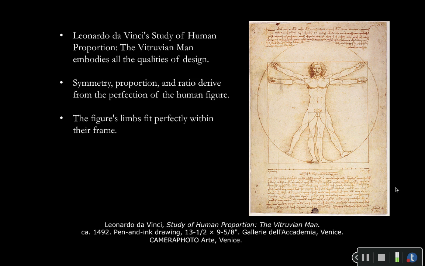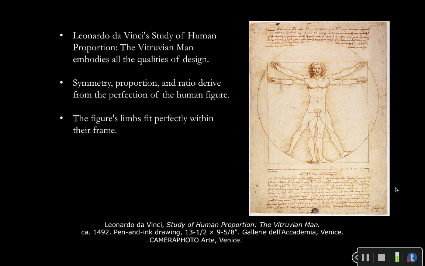But I'd like to start here with the Vitruvian Man. This is a study by Leonardo da Vinci. It's in your book. And I'd like to start here because it embodies all the qualities of design that are really important for this chapter. So symmetry, proportion, and ratio all derive from the perfection of the human figure, okay?